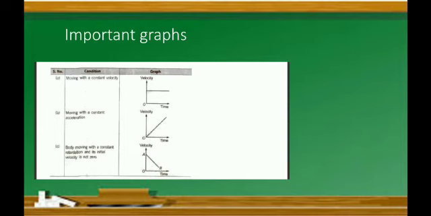Some important graphs in kinematics. A. Moving with a constant velocity, it is a straight line. B. Moving with a constant acceleration, velocity time graph, it starts from the origin and it's continuous. C. Body moving with a constant retardation and its initial velocity is not zero.